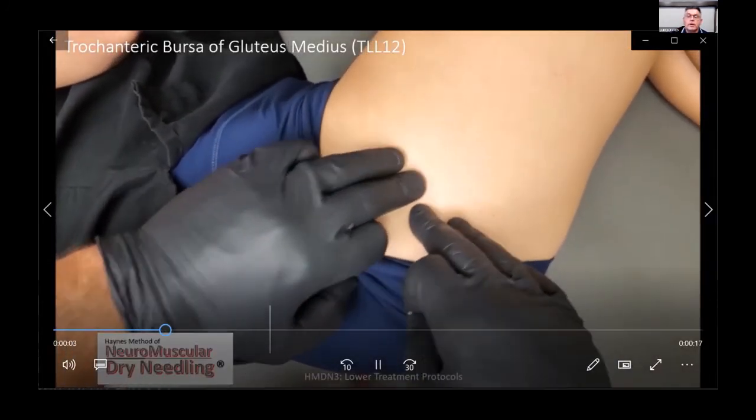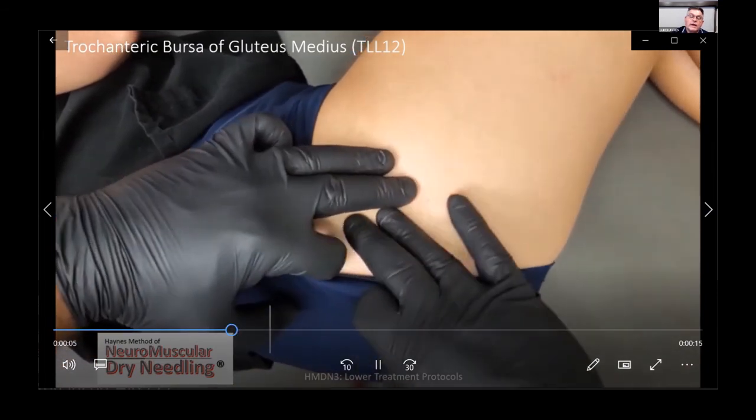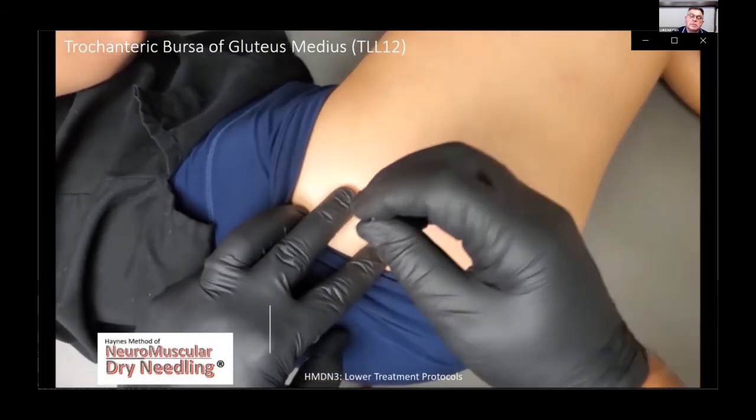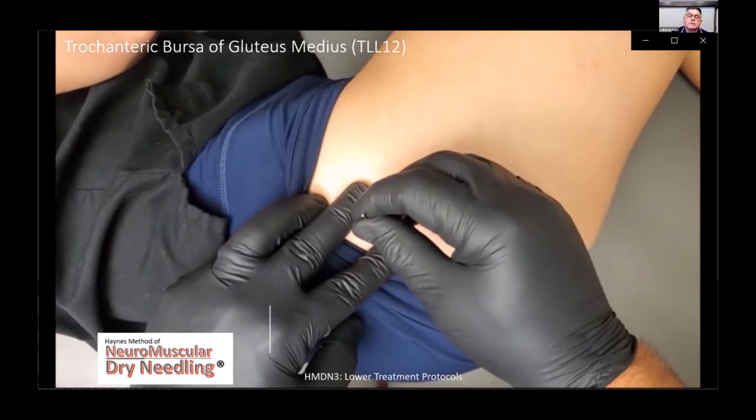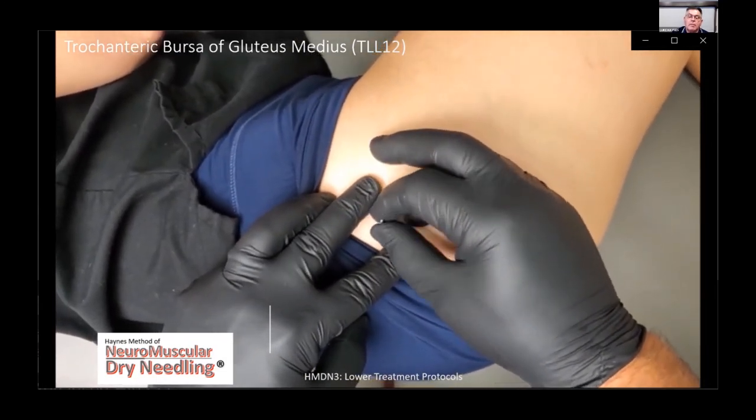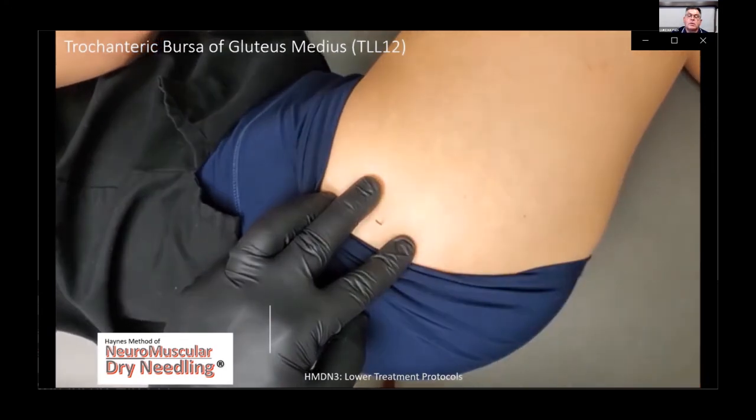So again, find that greater troch. Once you've identified that, move 2 finger breadths more proximally. And again, it's definitely going to require a longer needle to get down to depth onto the greater troch or the iliofemoral ligament.